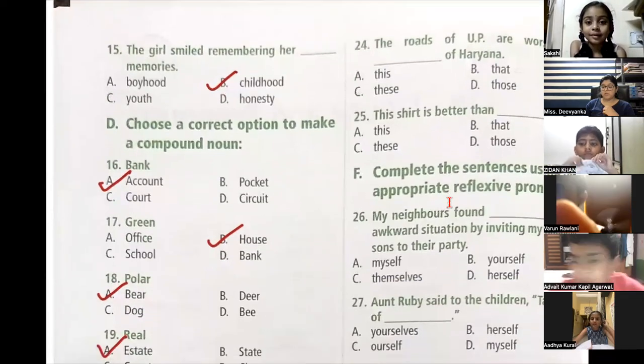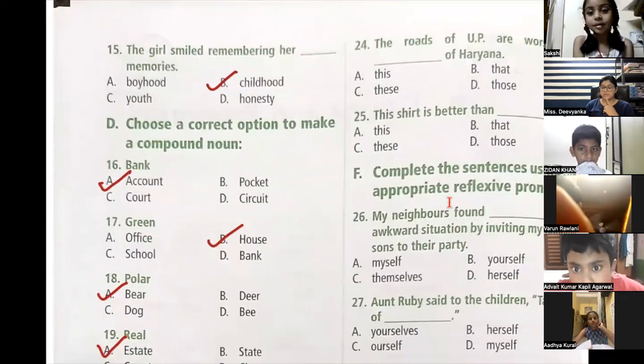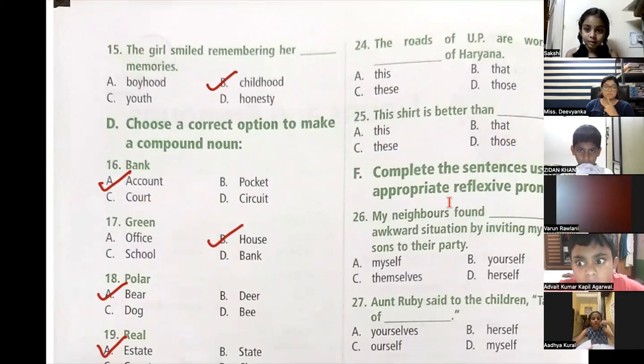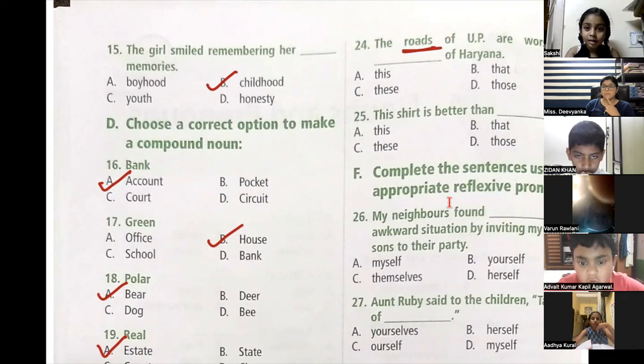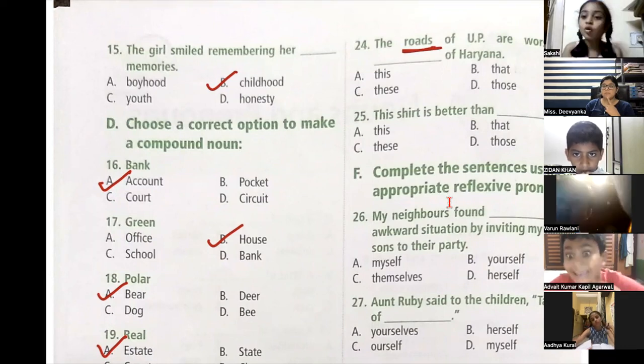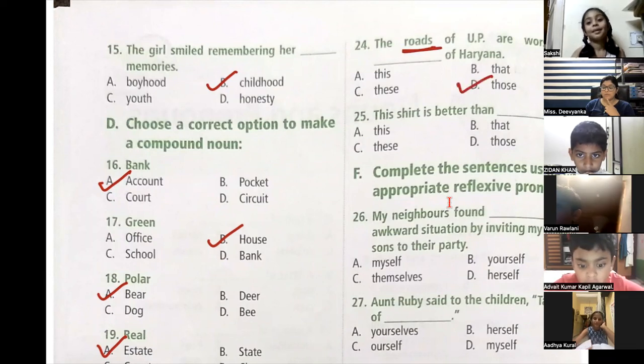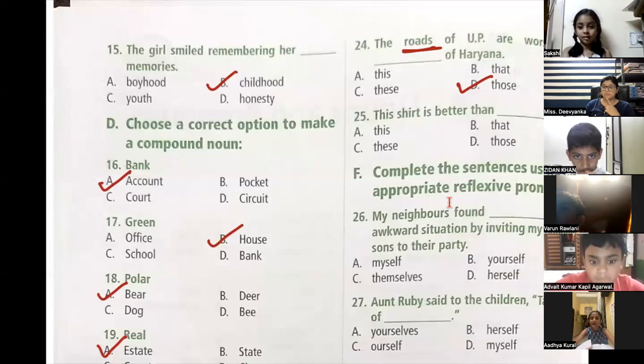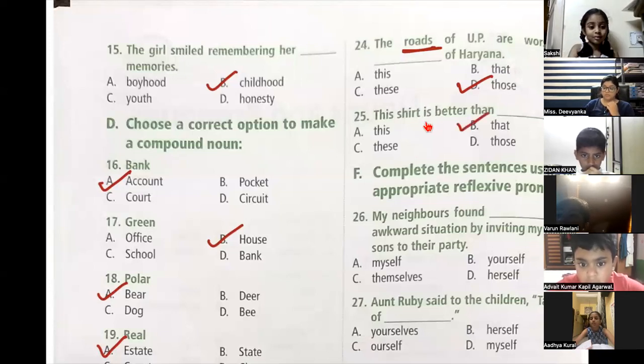Next one, 24th. The roads of UP are worse than dash of Haryana. That. Look again. Is this singular or plural? Those. Those. And 25th, this shirt is better than dash one. That. Than that one. Correct. All right.